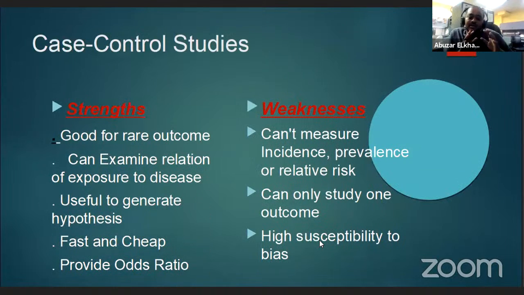Case control study also has strengths and weaknesses. It is good for outcome, can examine the relation of exposure to disease, useful to generate hypotheses, fast and cheap, and it provides odds ratio. Weaknesses: it can't measure incidence, prevalence, or relative risk, and can only study one outcome. We can't study more than one outcome per case control study, and it has susceptibility to bias.